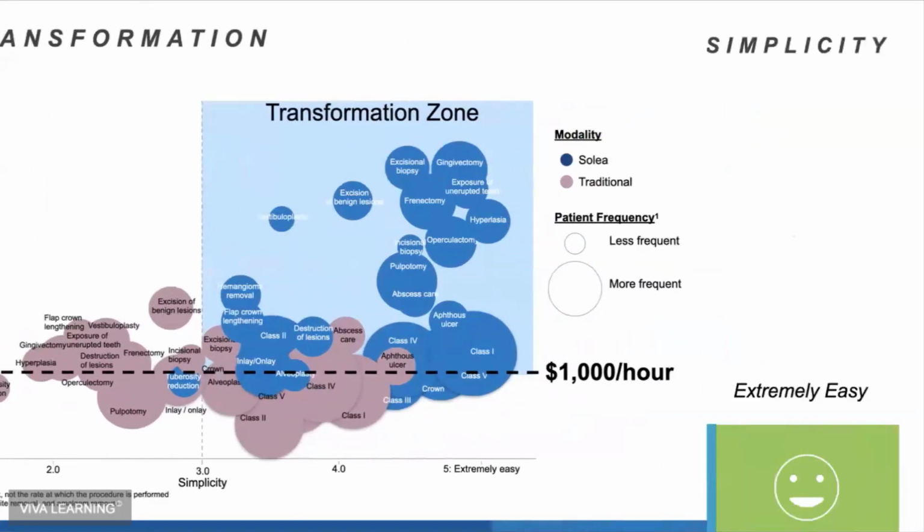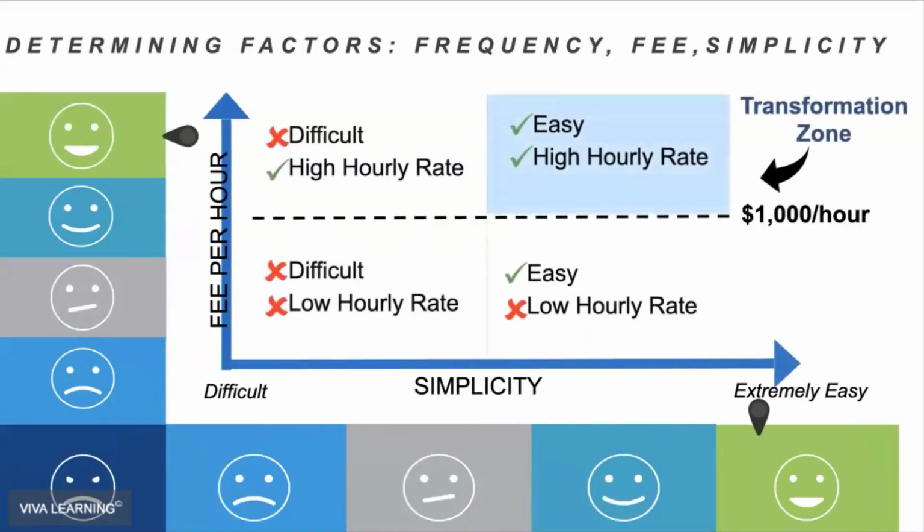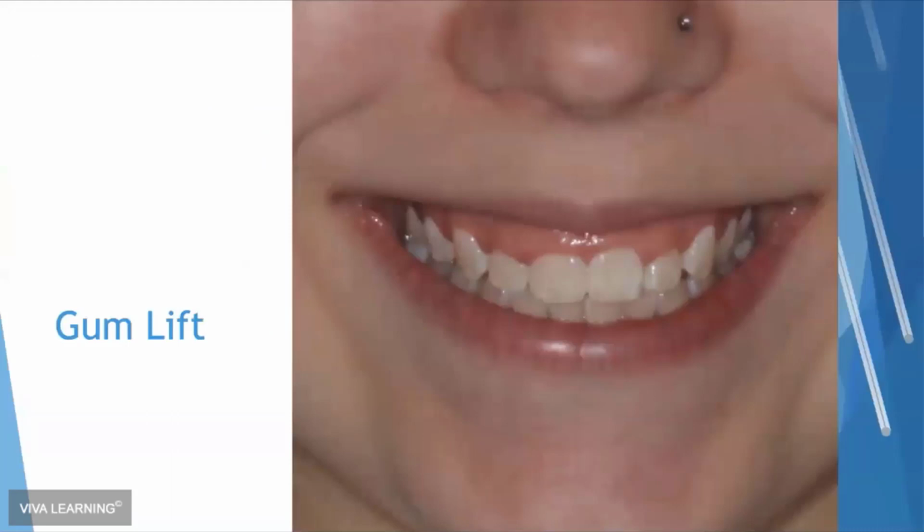So what do we need to do to try to get into this so-called transformation zone, as Convergent Dental calls it? We basically just need to make dentistry easier, and we need to focus on soft tissue, which is what this next session is about. Soft tissue pays extremely well compared to hard tissue.